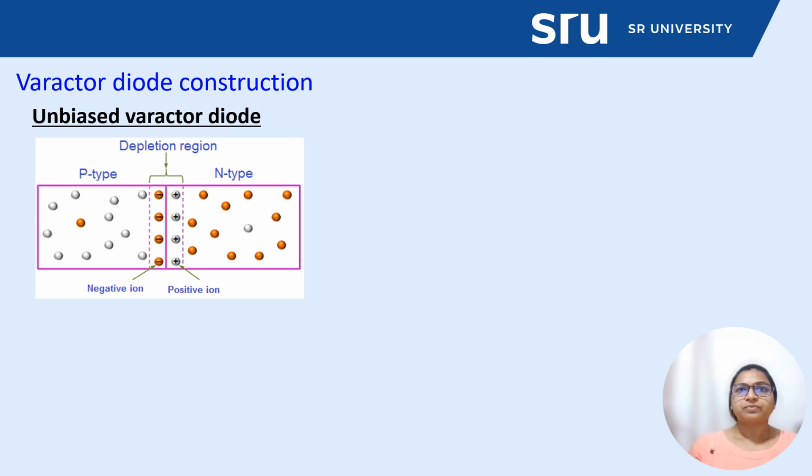So when no voltage is applied, a large number of free electrons in the n region get repelled from each other and move toward the p region.